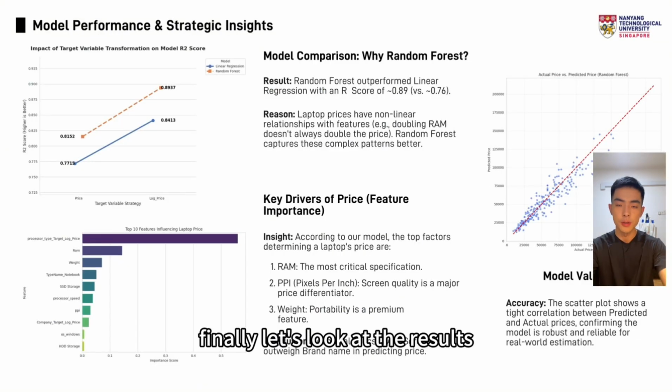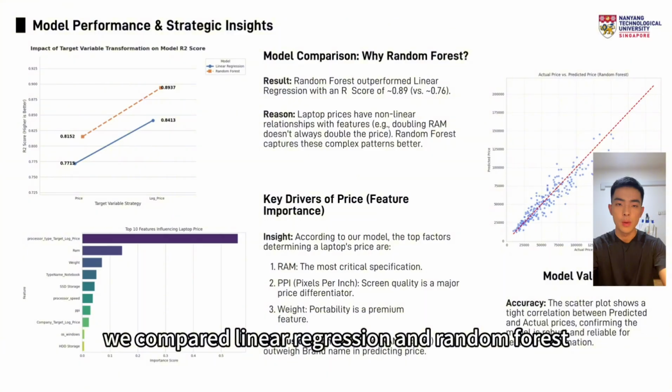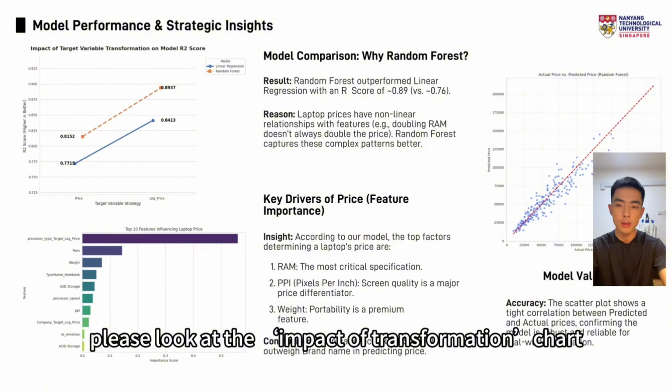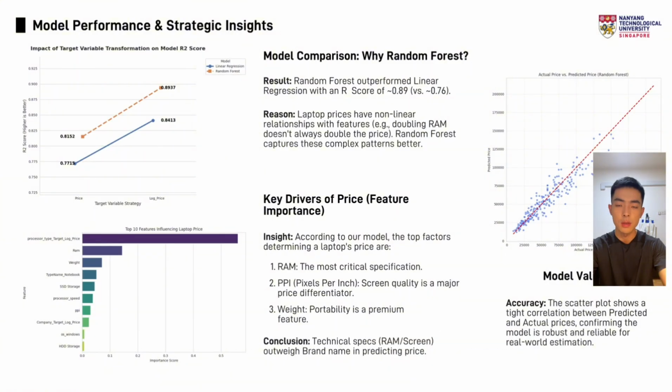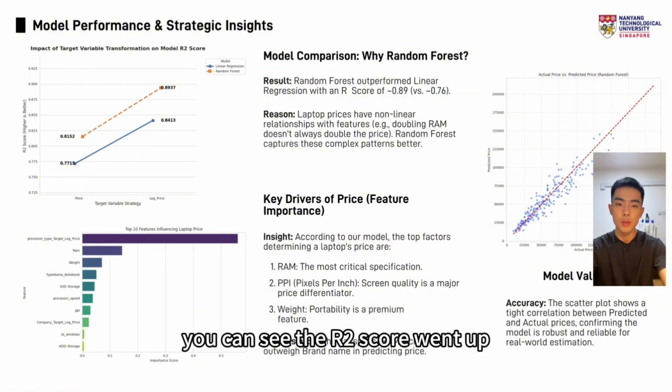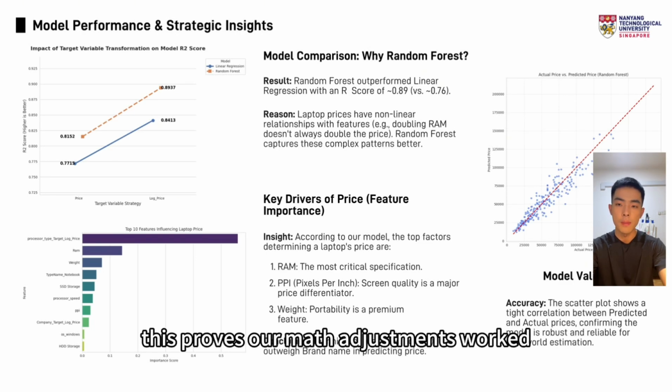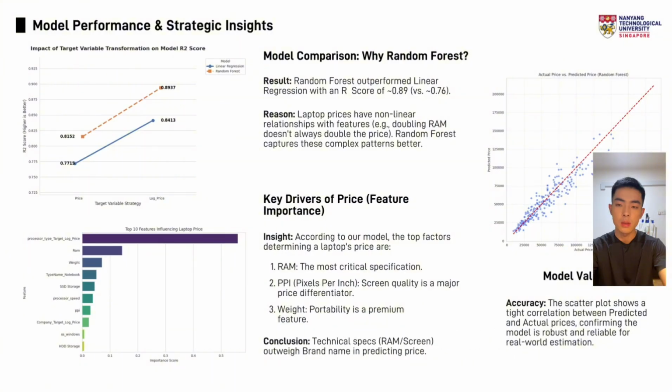Finally, let's look at the results. We compared linear regression and random forest. Random forest is the winner, with 89% accuracy. So why is it so good? Please look at the impact of transformation chart. You can see the R2 score went up after we fixed the price distribution. This proves our math adjustments worked.